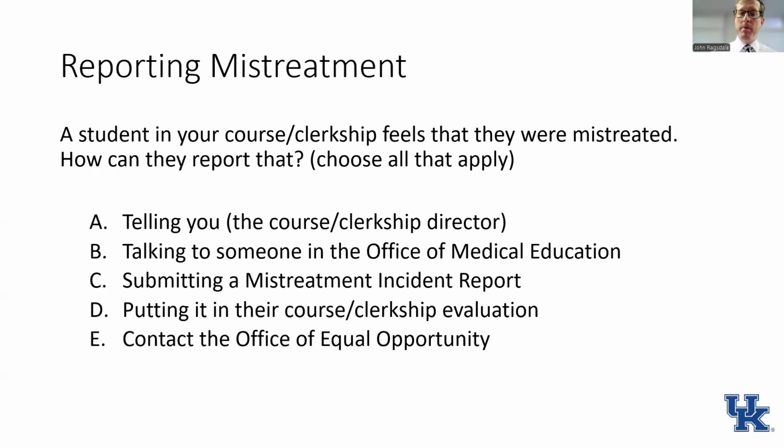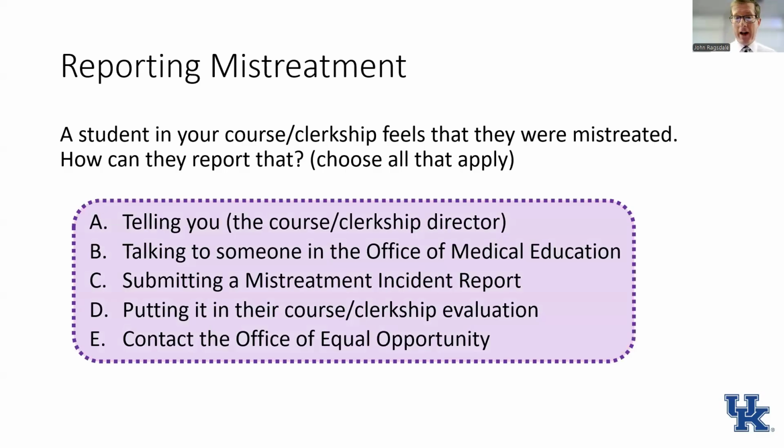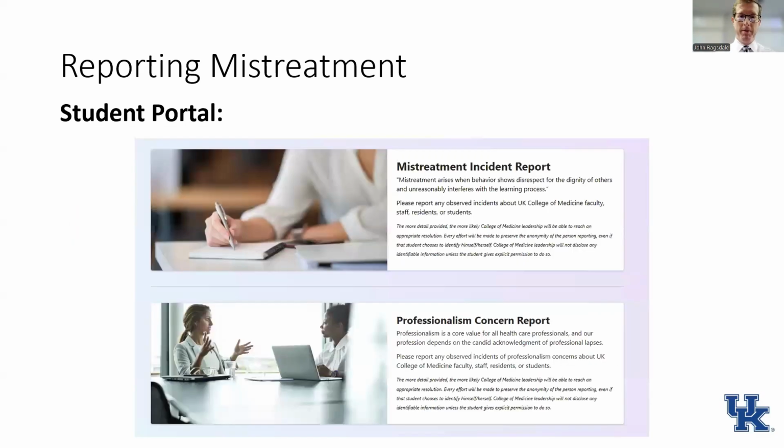So that's how we define mistreatment, but what about reporting mistreatment? So another question to consider: a student in your course or clerkship feels that they were mistreated. How can they report that? So what are the different options? And I'll give you some ones to choose from. Telling you as the course or clerkship director, talking to someone in the Office of Medical Education, submitting a mistreatment incident report, putting the details of that in their course or clerkship evaluation, or contacting the Office of Equal Opportunity. Which of these do you think apply if a student were to report mistreatment? Well, it's all of these. These are all valid options that are available to students to report mistreatment.